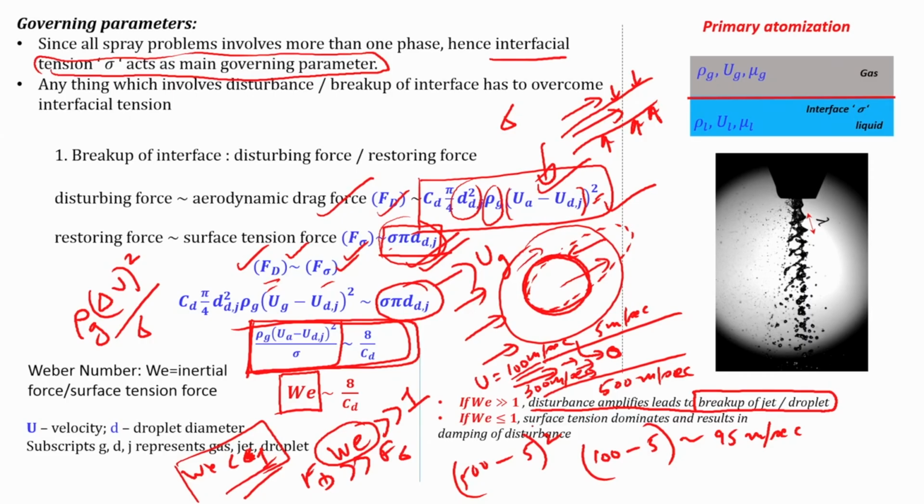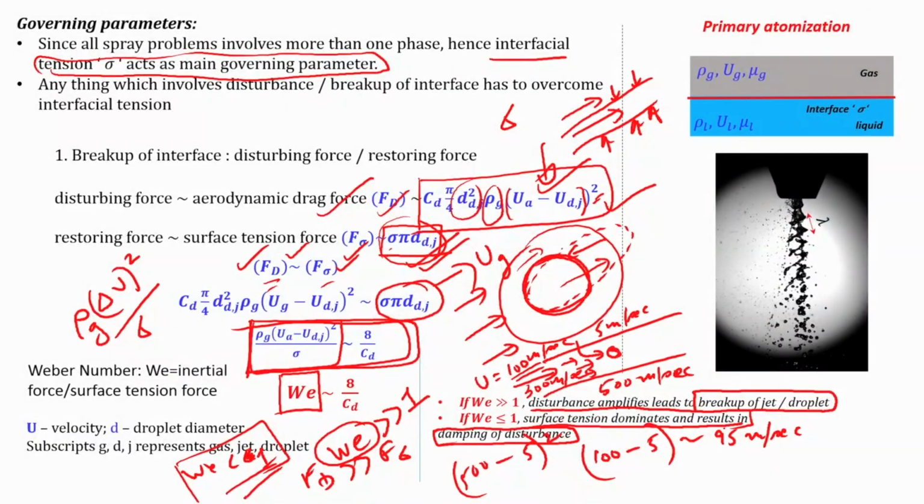If Weber number is less than or equal to 1, surface tension dominates and results in the damping of the disturbance. That means the droplet will not break up or the jet will not break up. So, Weber number becomes a very important parameter. It is basically the ratio of the inertial force to the surface tension force. Like Reynolds number was inertial by viscous, Weber number is inertial by surface tension, because these are the two quantities that are relevant in the current situation. So, that is an interesting observation.